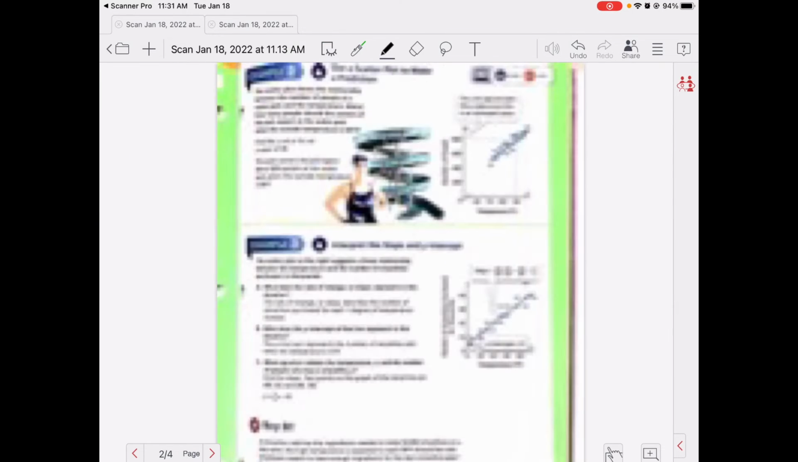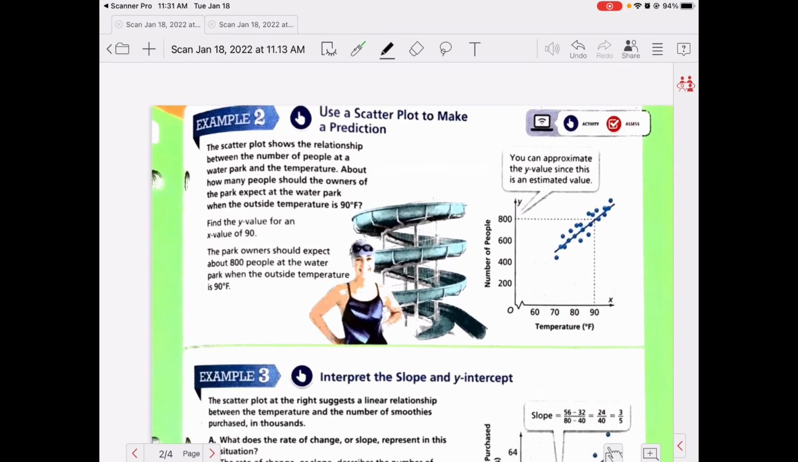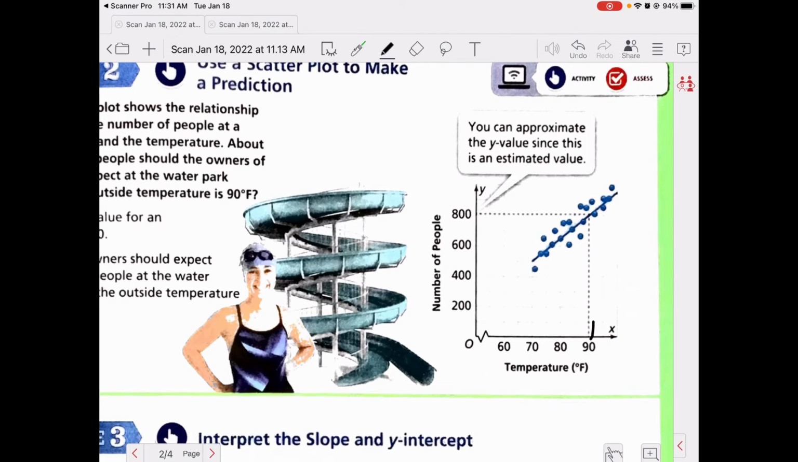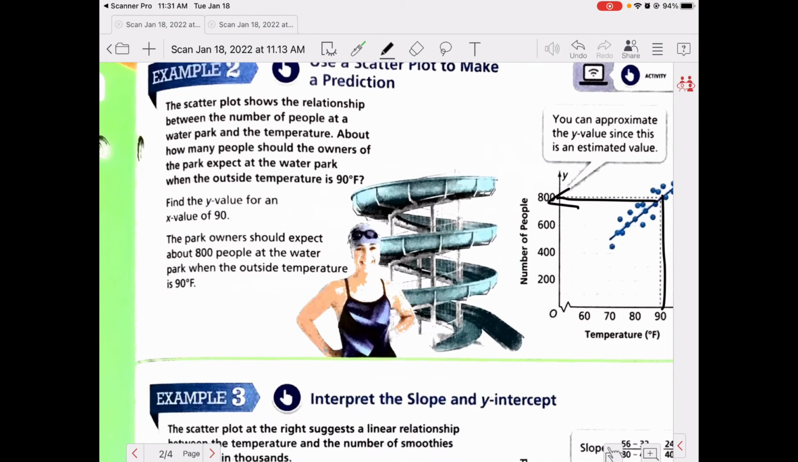All right, moving on to our next page here. So example 2, use a scatter plot to make a prediction. So if the graph is already given to us, we can just guesstimate depending on what they give us. So it says find the y value for an x value of 90. So if x is 90, I'm just going to go up my chart until I hit my line, and then I'm just going to move over until I see what that y value is, which in this case is 800. So if the temperature is 90 degrees, we can predict about 800 people at the park, right?